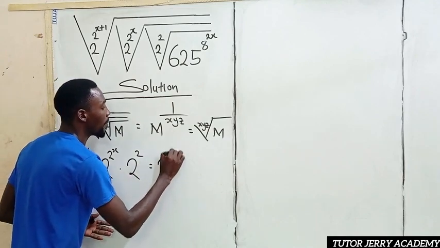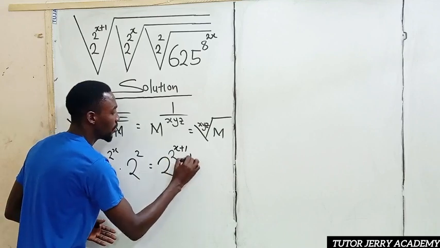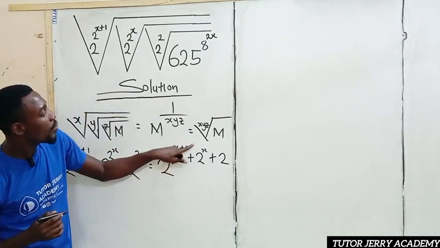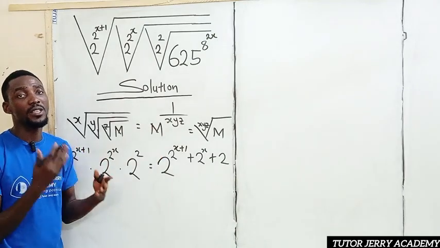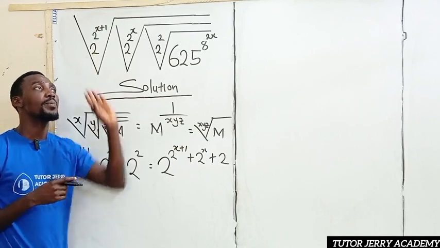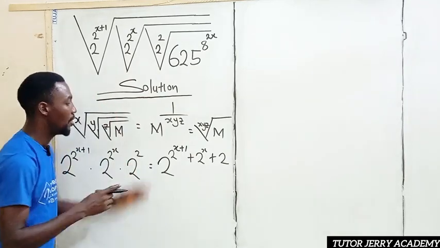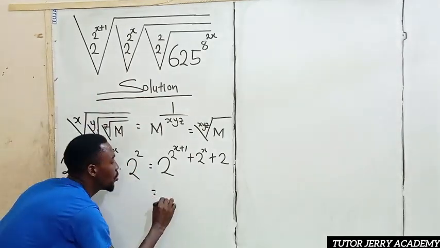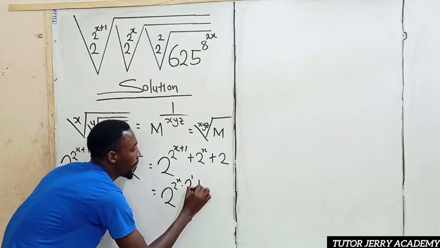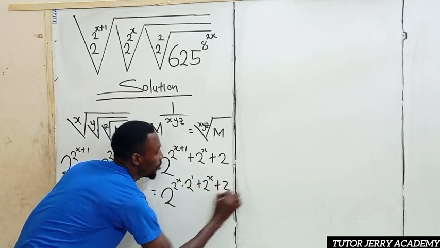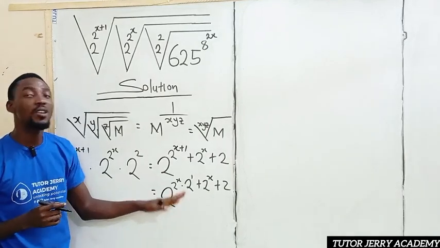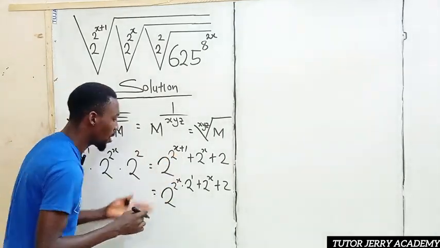So we are going to have 2 to the power of 2s plus 1 plus 2s plus 2. Now we can further break this down, because from the law of indices, a to the power of m plus n is a to the power of m multiplied by a to the power of n. So here we can say this is equal to 2 to the power of 2s multiplied by 2 to the power of 1 plus 2 to the power of 2. If you look at this, you will discover that 2 to the power of 2s is common, so we can factor it out.